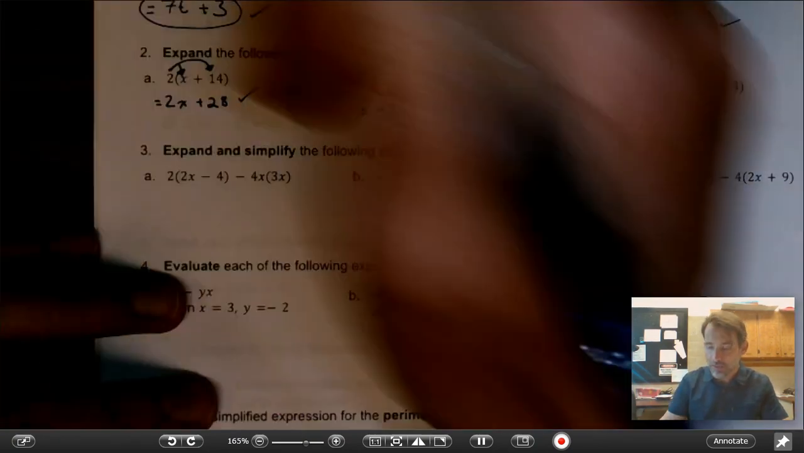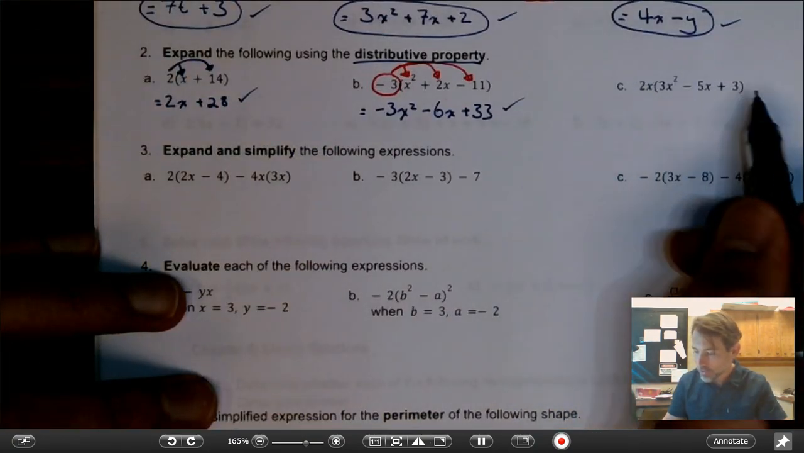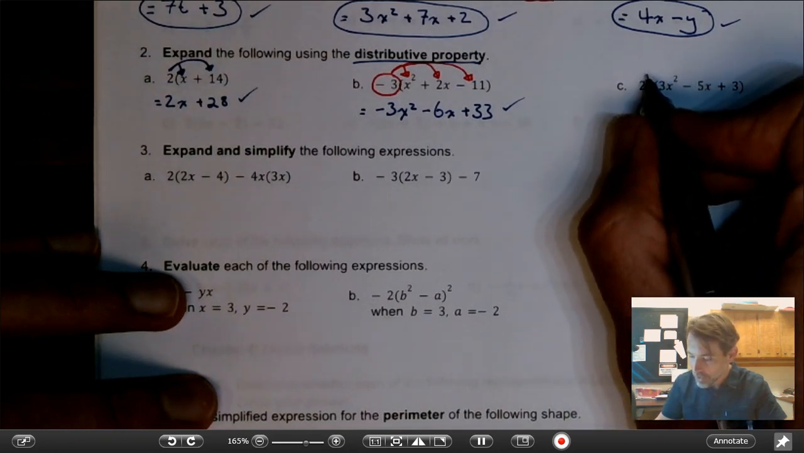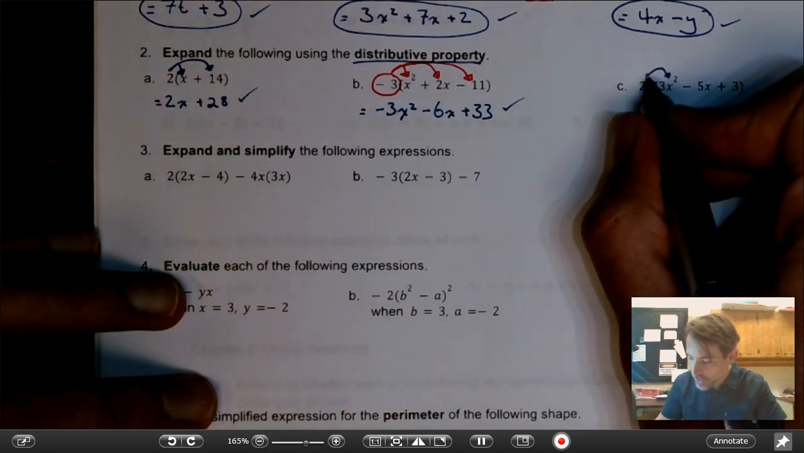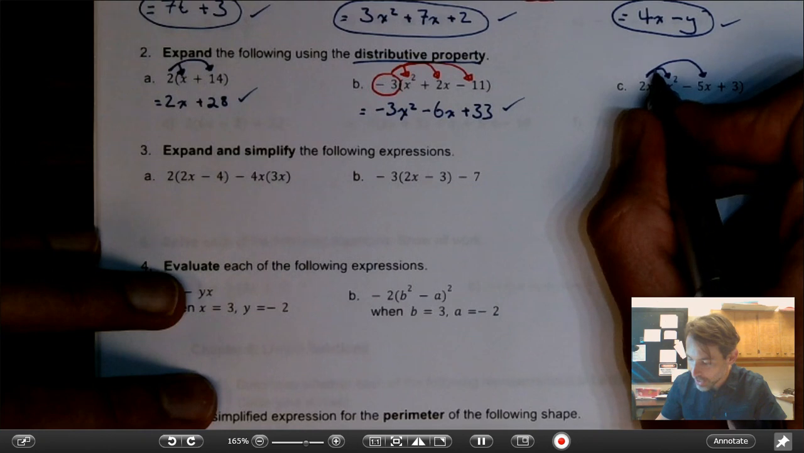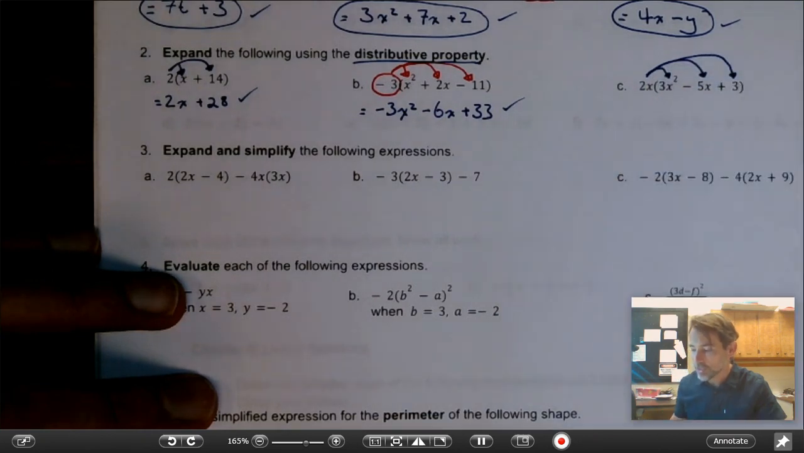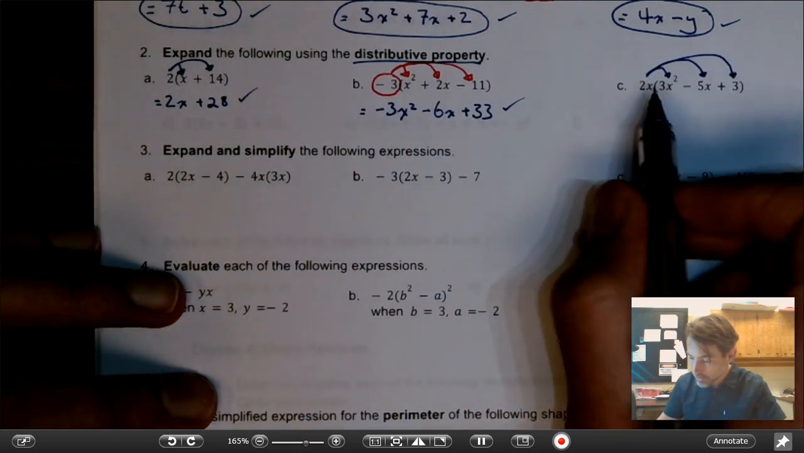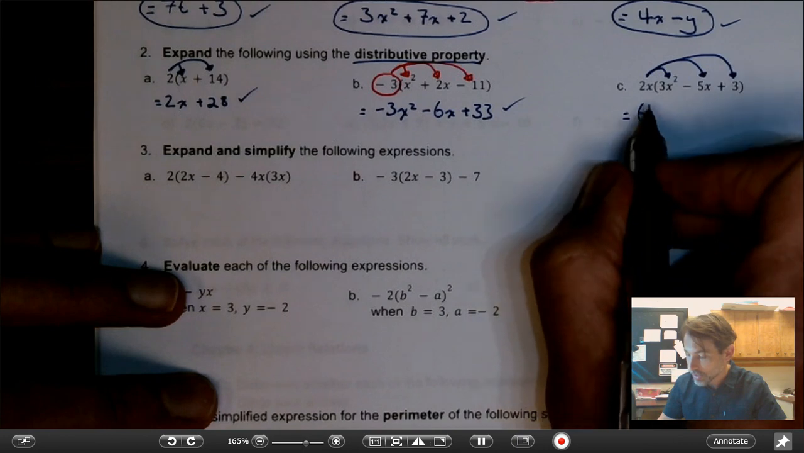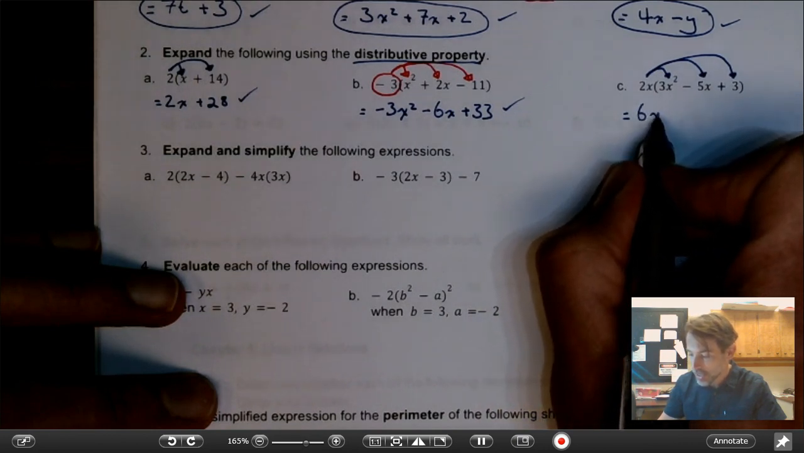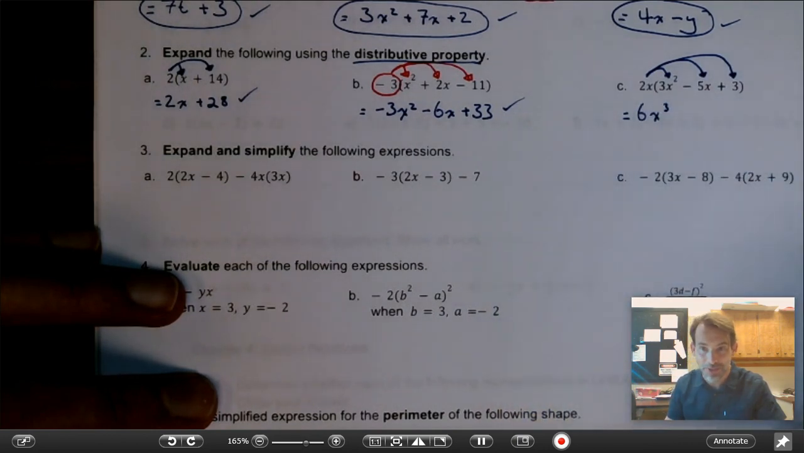And now over here, 2x times (3x squared minus 5x plus 3). This 2x also multiplies every single thing inside the brackets separated by addition and subtraction. So we have to multiply it in 3 places. 2x times 3x squared, well, 2 times 3 is equal to 6. x times x squared is x to the 3. We have to add the exponents.